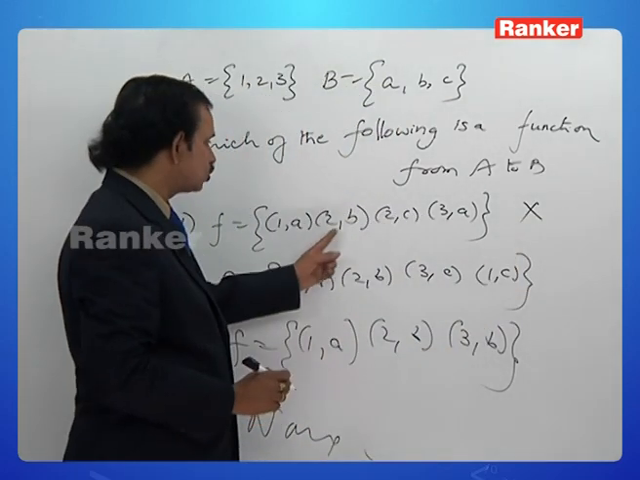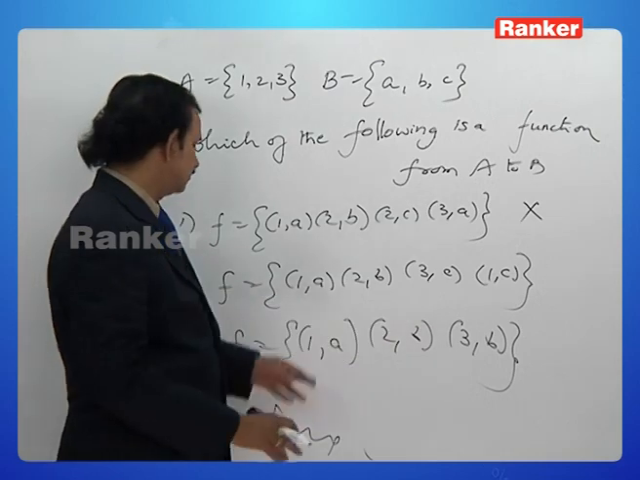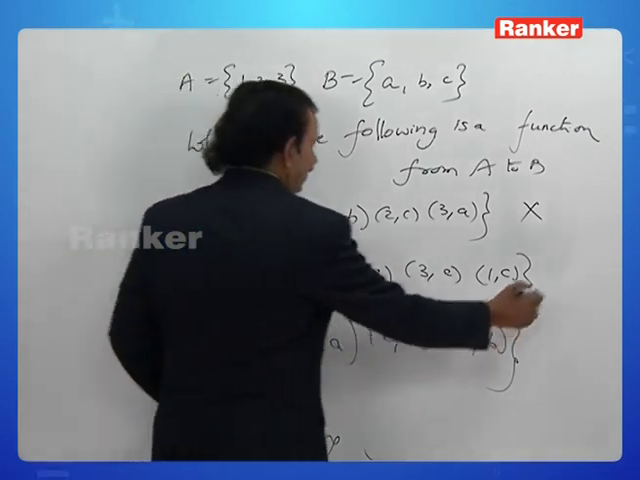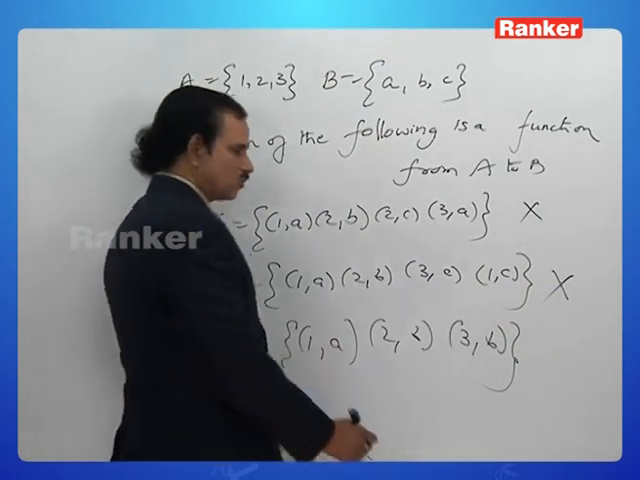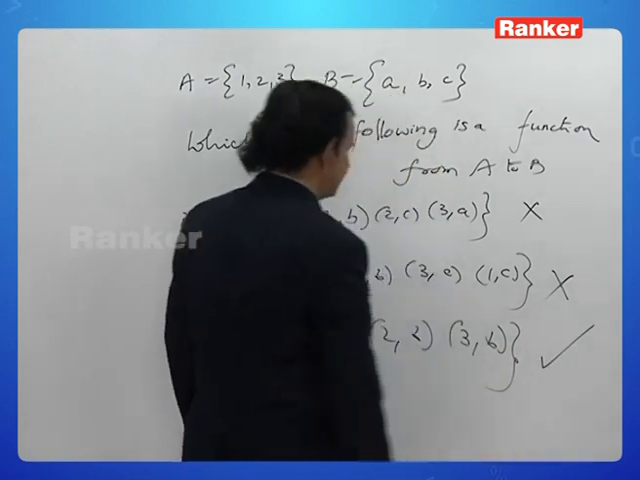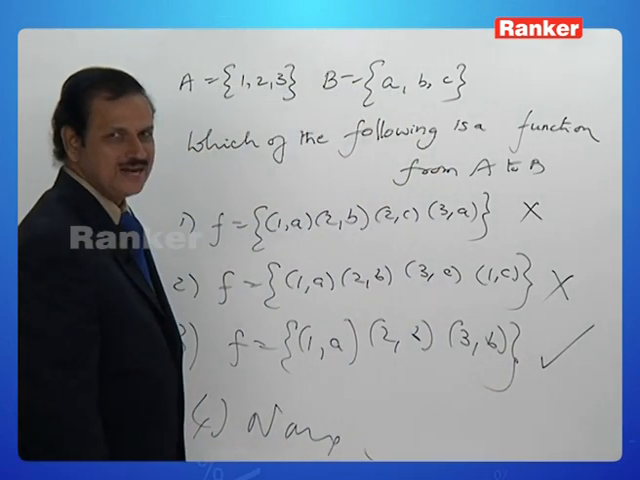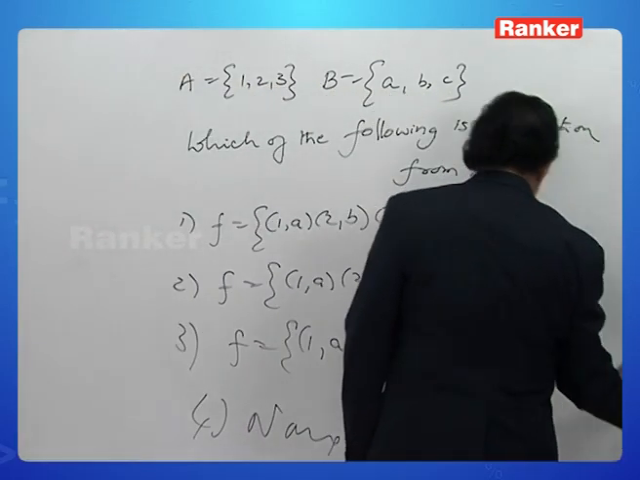Therefore, the first coordinate must not be repeated. We have noticed. Come on. 1, 2, 3, 1. 1 is repeated, not a function. 1, 2, 3. No repetition in the first coordinate. Hence, it is a function. Well, this is the second model of identifying a function. Let us now observe the third model.